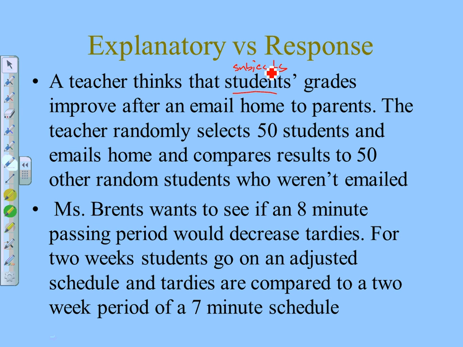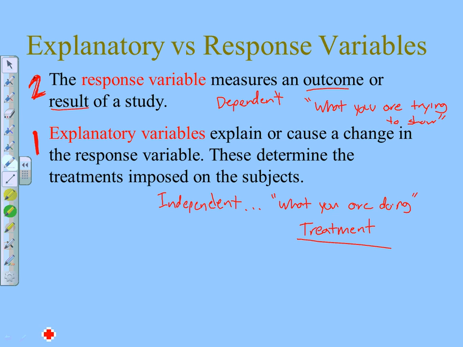The explanatory variable, or what is being done, is I'm going to email some of these students' parents. So this email is going to be the explanatory variable. Yeah, it's right there. Okay? Now the response variable is what the outcome I'm trying to show. Okay? What did I say? I said, not what is being done. That's the explanatory. Response is what we are trying to show.